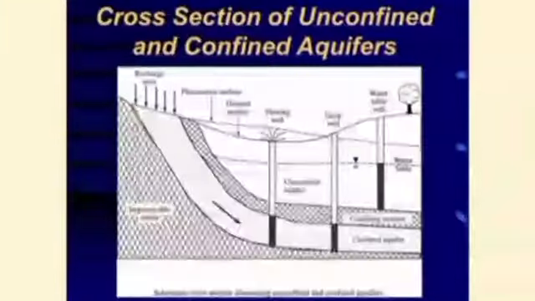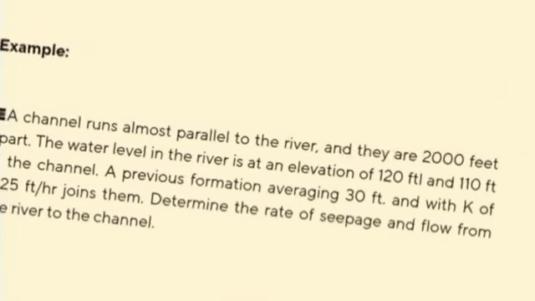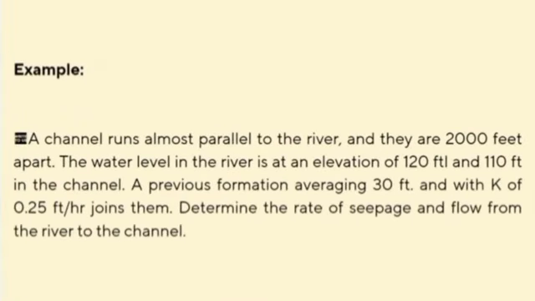Here we have a sample problem using Darcy's law in a confined aquifer. A channel runs almost parallel to the river and they are 2,000 feet apart. The water level in the river is at an elevation of 120 feet and 110 feet in the channel. A pervious formation averaging 30 feet thick and with K of 0.25 feet per hour joins them. Determine the rate of seepage and flow from the river to the channel. Here we have the solution.